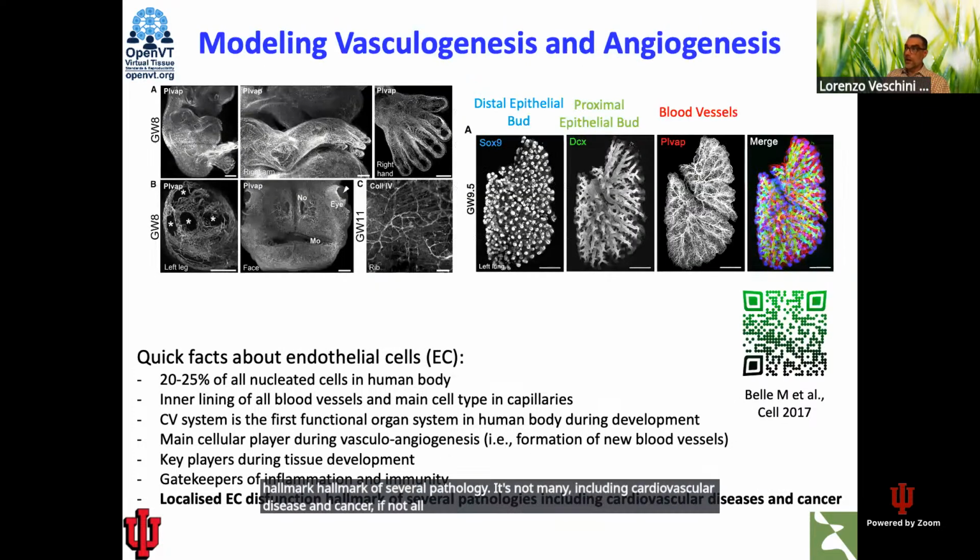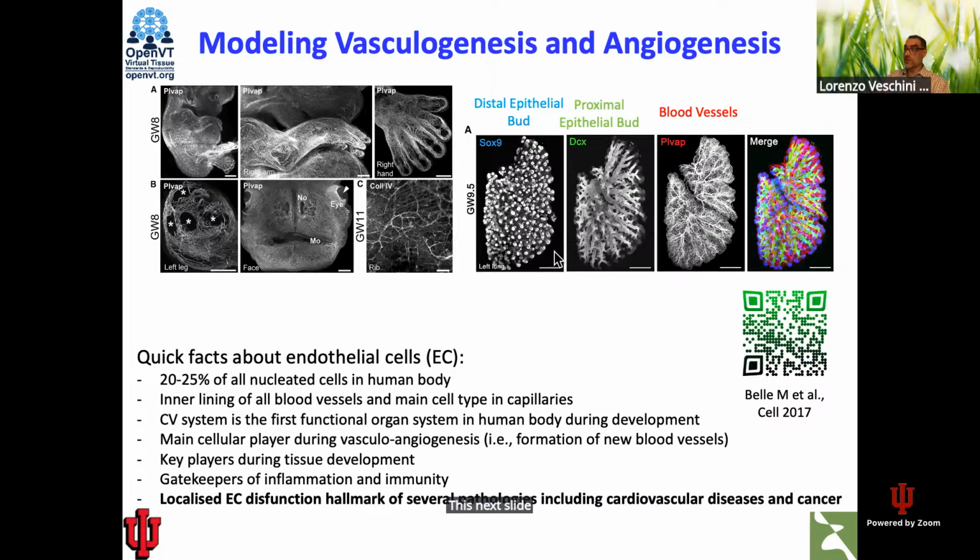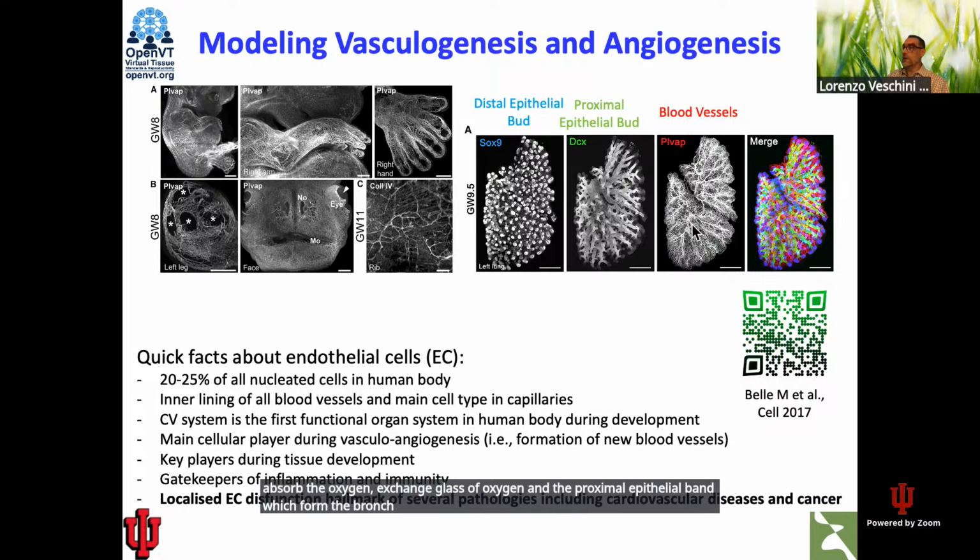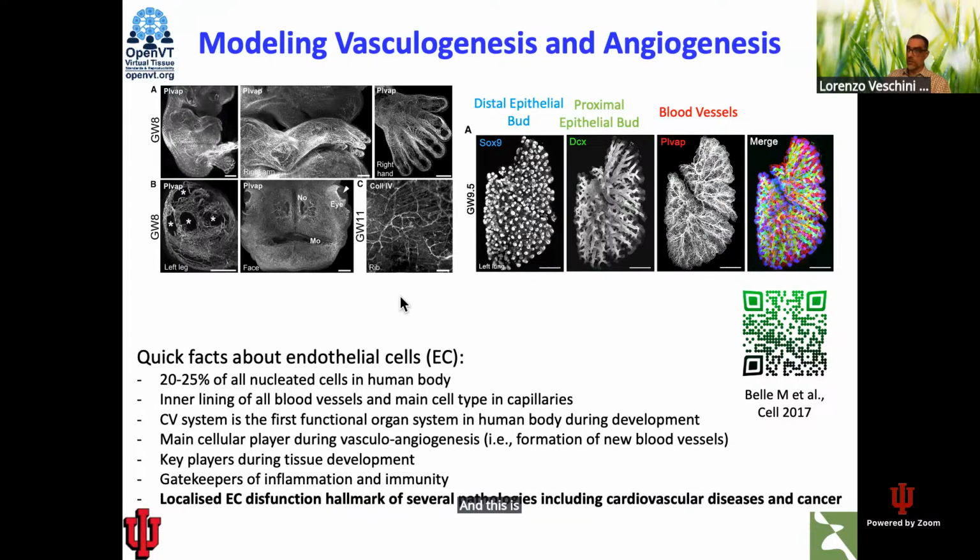Okay, this next slide shows the concept even further. If we zoom in on a particular organ, in this case the developing lung, that has been stained for structures like the distal epithelial bud, the forming structure of the epithelium that will absorb oxygen, exchange gas, and the proximal epithelial bud, which forms the bronchi, and then the blood vessels, which comparatively you can see are in really close juxtaposition with all the other structures. Again, you can find this information in this paper.